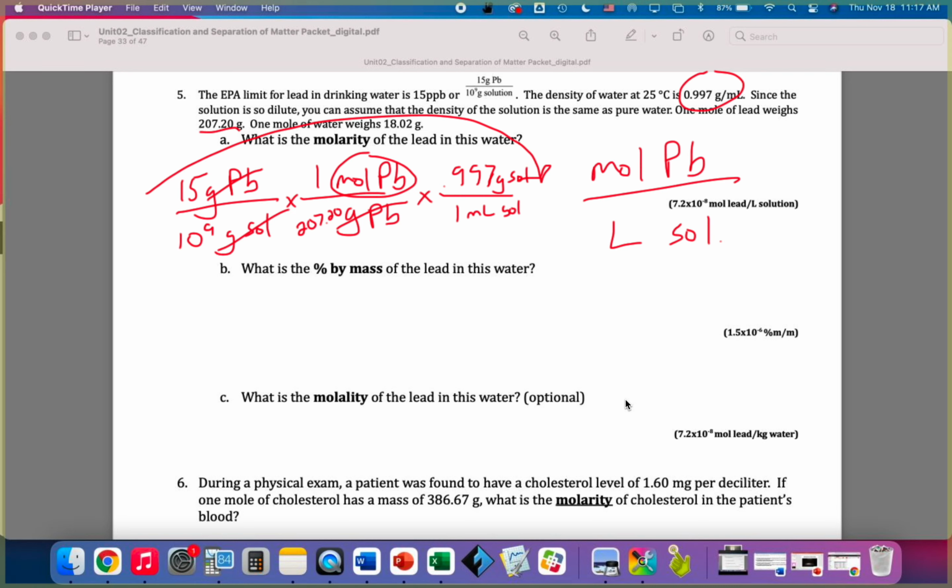Last thing we have to do is make that milli disappear so that we get just liters. Easiest way to do that is replace it with 10 to the negative third. If you don't like that 10 to the negative third on the bottom, you can move it to the top. And now it's time to estimate, because all of our units are exactly what we want. So I'm going to take 1,000 times 0.997 and basically get 997. So that's basically 1,000.